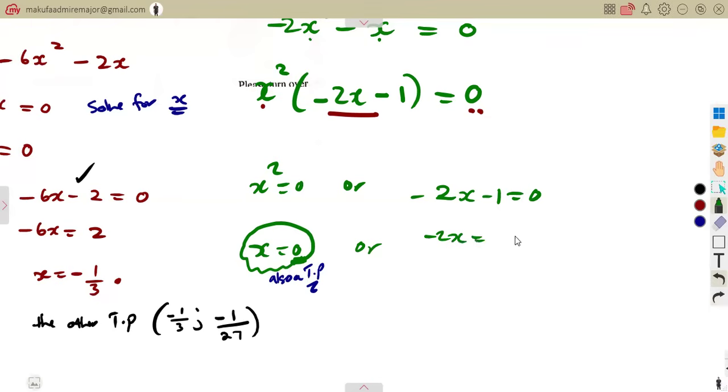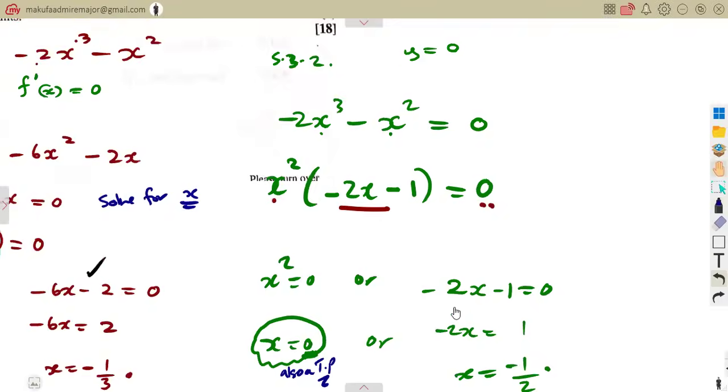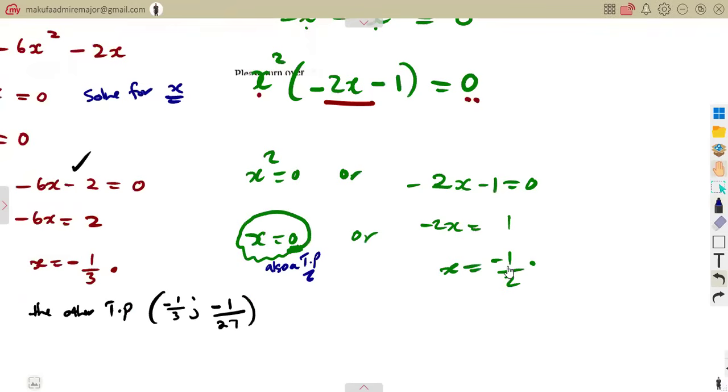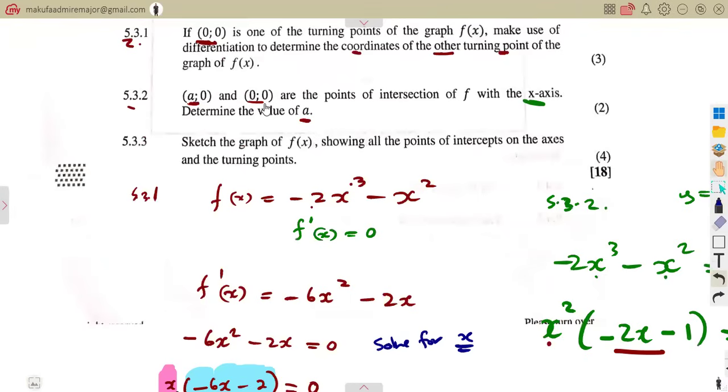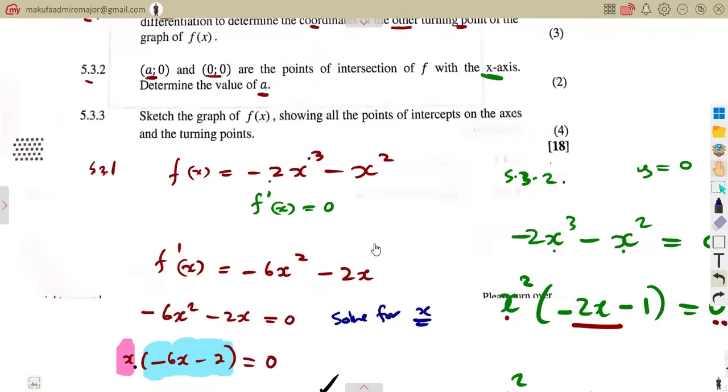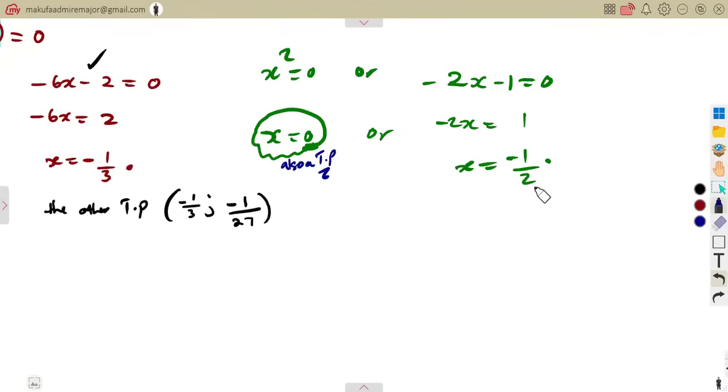Minus 2x is equal to a positive 1. Divide by minus 2 on both sides. So x was going to be minus 1 over 2. This is the x value, on a condition where y is equal to 0. So x is minus half. This is the one that we are given here: A, 0. So A is the x value that we just calculated, minus half. Therefore, A is equal to minus half. It was simply the x value as a solution at the x-intercept where y is equal to 0.